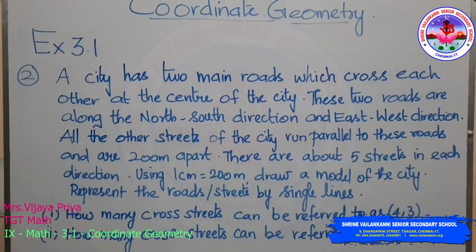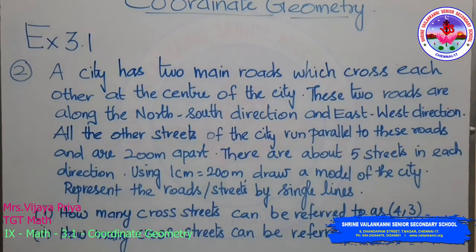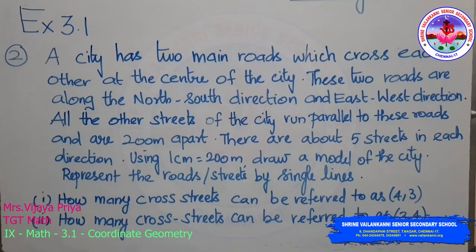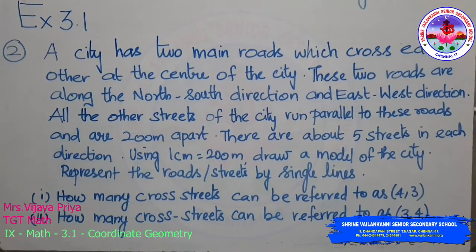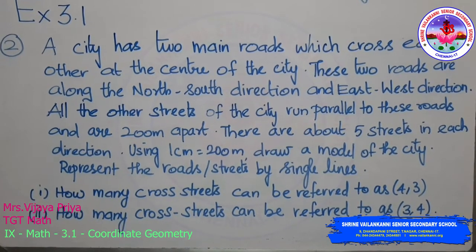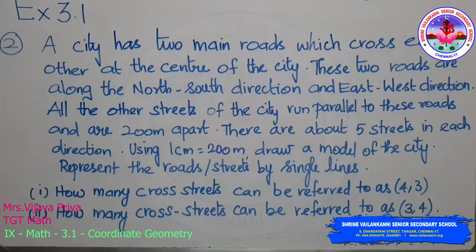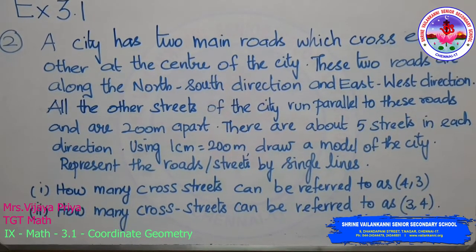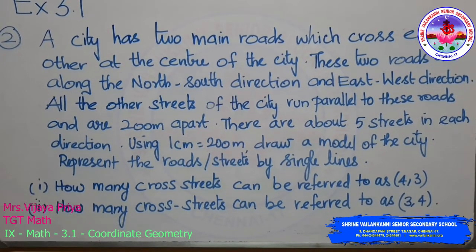Now, coming to the second problem: a city has two main roads which cross each other at the center of the city. These two roads are along the north-south direction and the east-west direction. All the other streets of the city run parallel to these roads and are 200 meters apart. There are about 5 streets in each direction. Using 1 centimeter equal to 200 meters, draw a model of the city. Represent the roads and the streets by a single line.